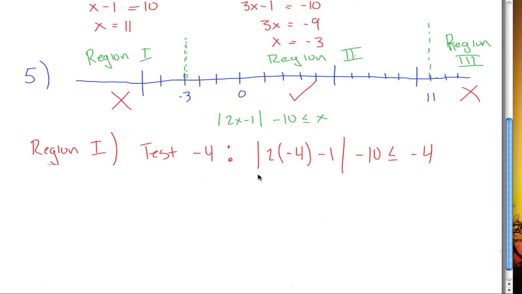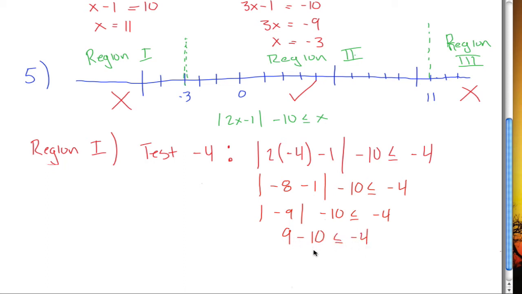So inside the absolute value signs, we got 2 times -4 is -8, minus 1, minus 10 is less than or equal to -4. So -8 minus 1 is -9. And then the absolute value of -9 is +9. And so what we want to figure out is if 9 minus 10 is less than or equal to -4. It's not, because 9 minus 10 is -1. And -1 is not less than or equal to -4. So what that tells us is that over here in region 1, we do not have solutions.